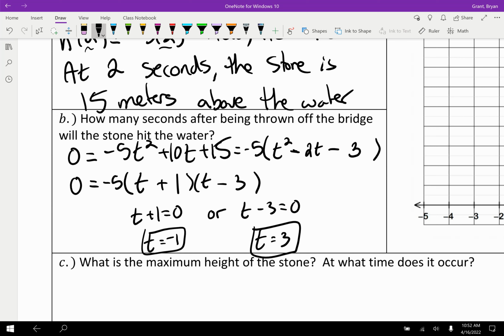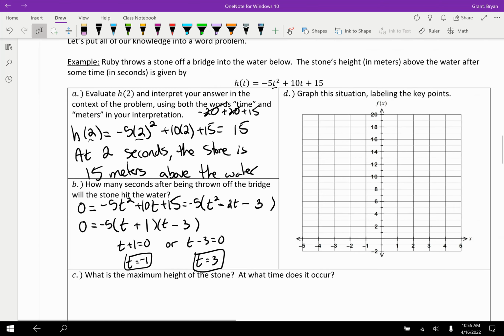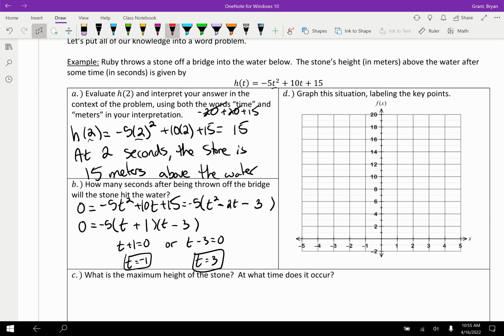Very nice. Part C asks us to find the maximum height of the stone, and at what time does it occur? Well, I think maybe at this point we should actually start to graph this situation to see what's going on.